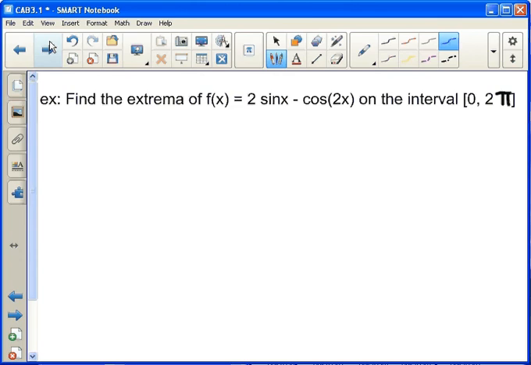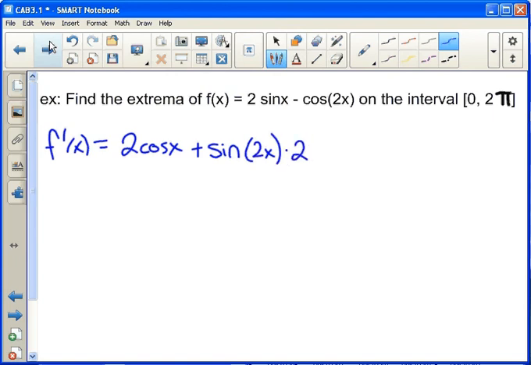So let's take the derivative of 2 sine x, which would be 2 cosine x. And the derivative of cosine of 2x would be positive sine of 2x times 2. Okay, the derivative of cosine is negative sine, so that makes it go back to a positive since there's a negative in front already. And I had to use the chain rule because of that 2x inside. Now I want to set this equal to 0.